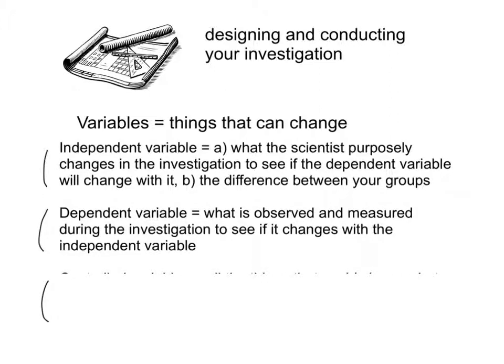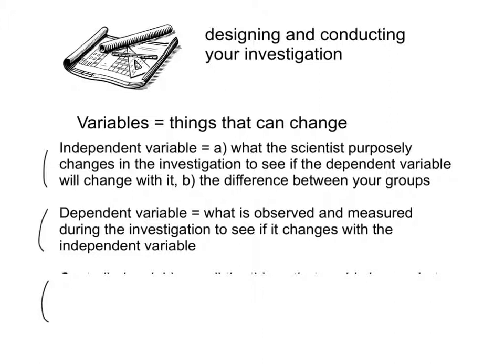In an experiment, it is very important that there is only one independent variable, because that's the thing we're changing. If we have more than one, then that's like having no control variables, because there are too many things changing, we don't know what's causing the results. So only one independent variable.